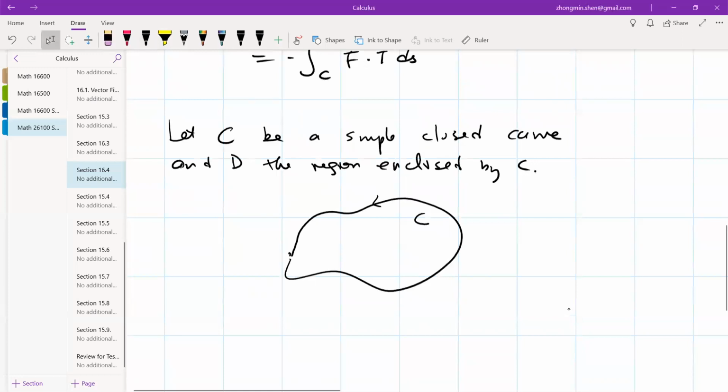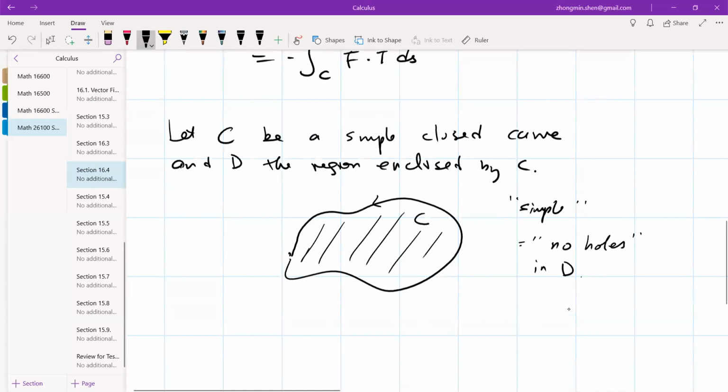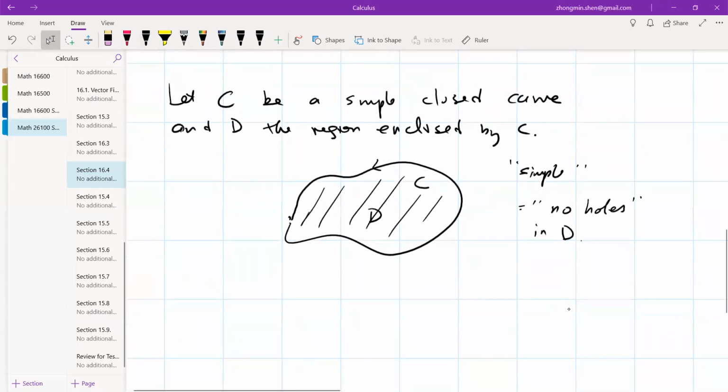Simple means no holes in D, so that means in this whole region there's no hole. What is an example with a hole? For example, here's a region, and this is not simple. Clear, right?